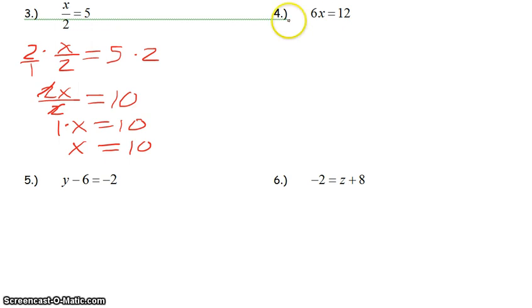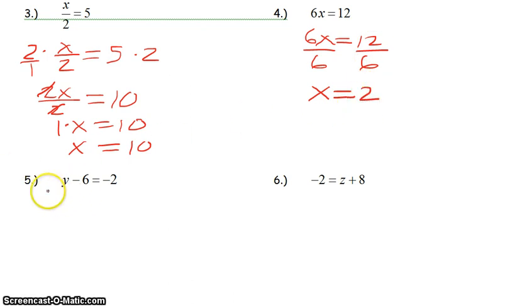Okay, now we look at number 4. We have 6x equals 12. Now we want to solve for x. This x is connected to the 6 by multiplication, so we have to take the opposite operation, which is division. So we have 6x equals 12, and we have to divide each side by 6. Now, this is set up like the 2x over 2, but we don't have to write the 1. We know that this is really 1 times x, which is x. And 12 divided by 6 is 2.